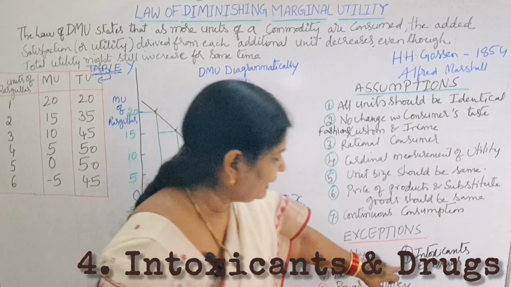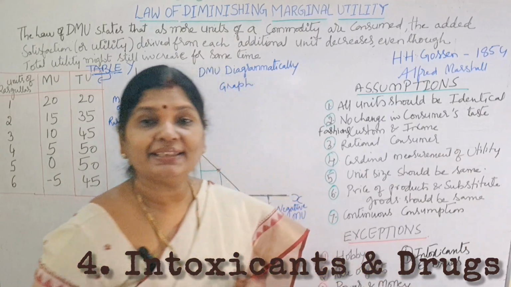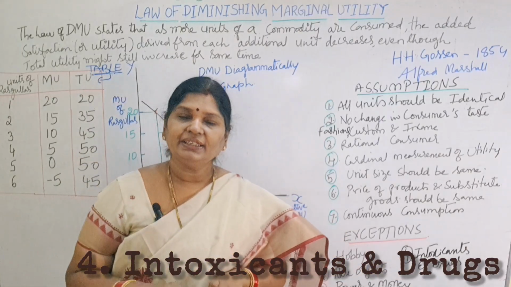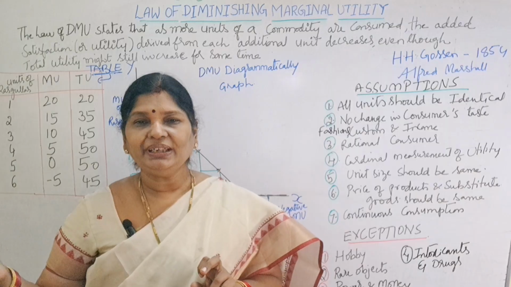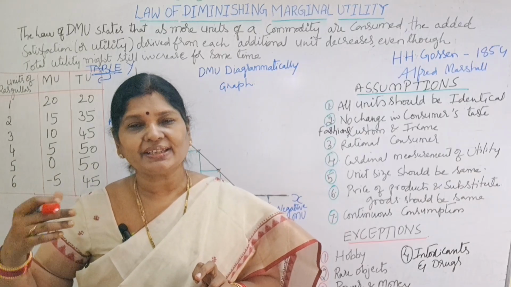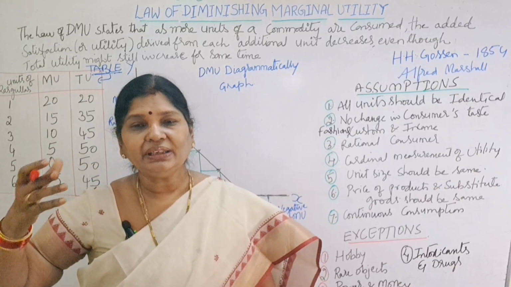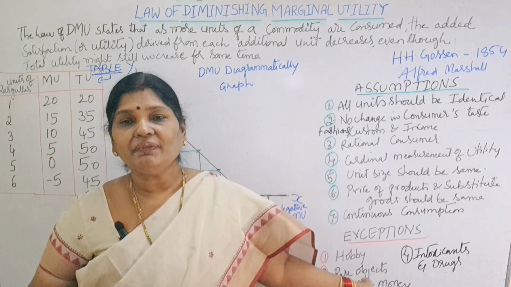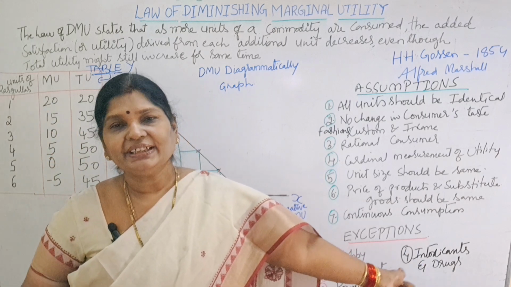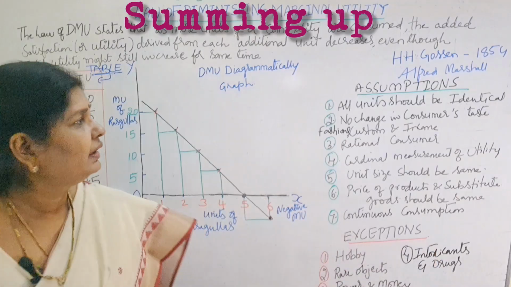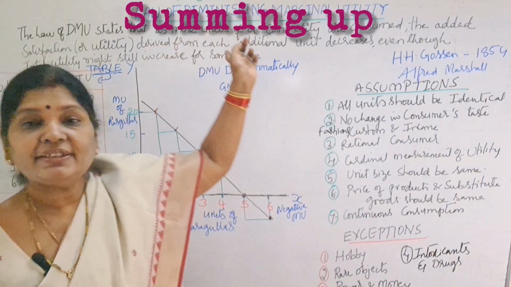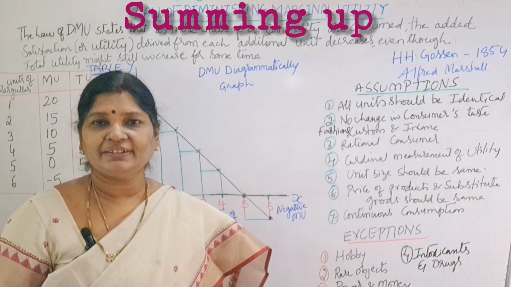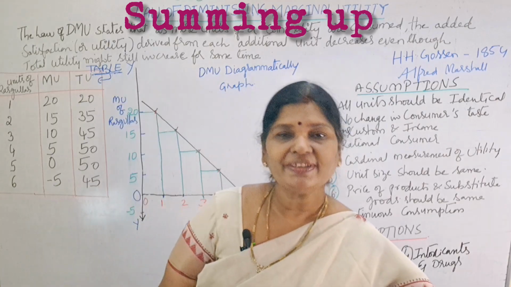Next, the fourth one, intoxicants and drugs. If you see intoxicants, how they feel is, the more they drink, the more satisfied they feel. So that is why this law will not apply to intoxicants and drugs also. This law of diminishing marginality is also called Gossen's first law and the fundamental law of satisfaction.